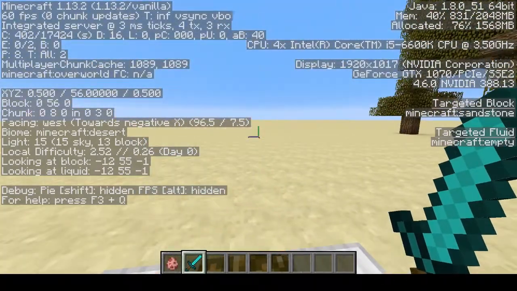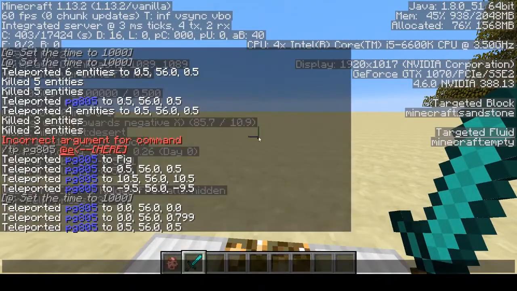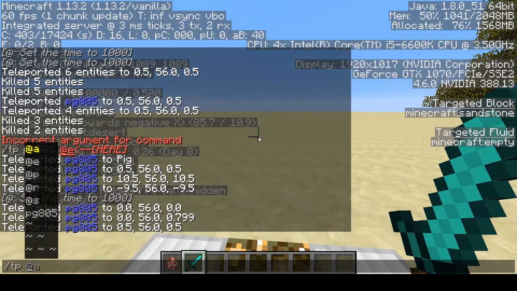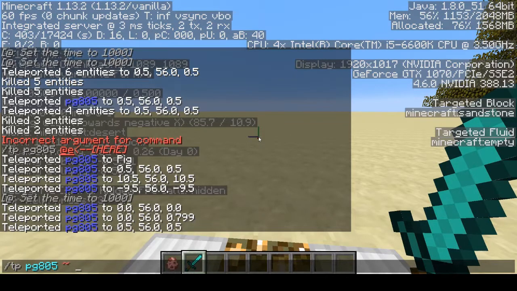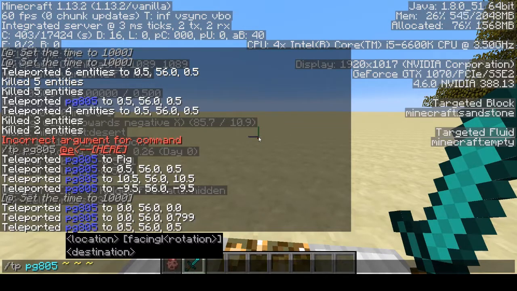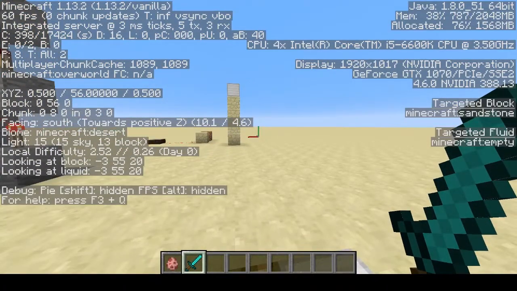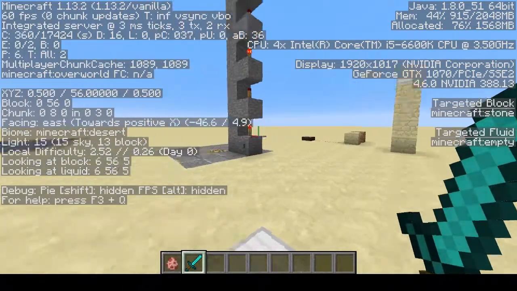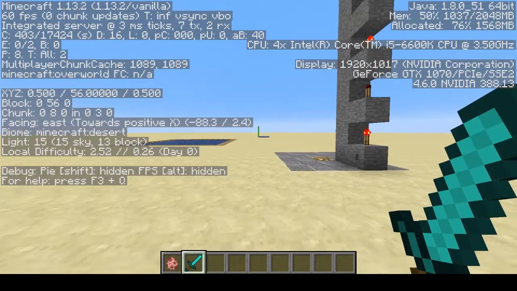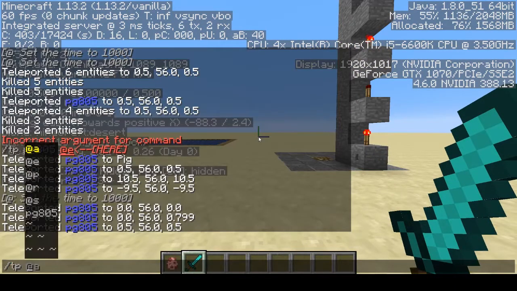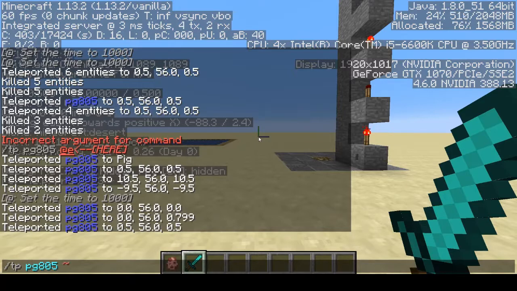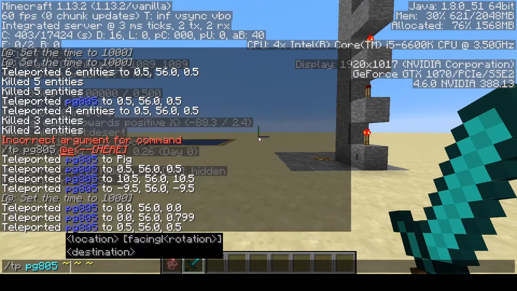Let's talk about using relative coordinates now. So if I do /tp and type in relative coordinates. Here, let's get facing the right way. We're going to be teleporting in the positive x direction, which, as you might remember, is this direction, towards the east. So then if I teleport and type in this, and say I want to move 10 blocks.